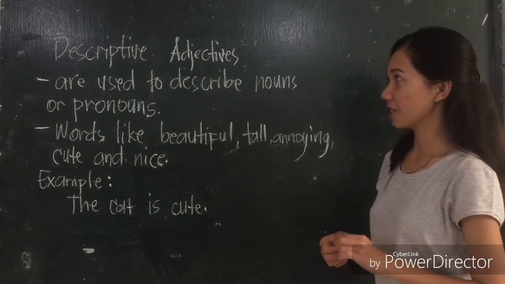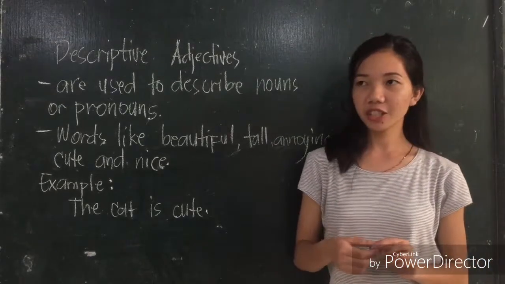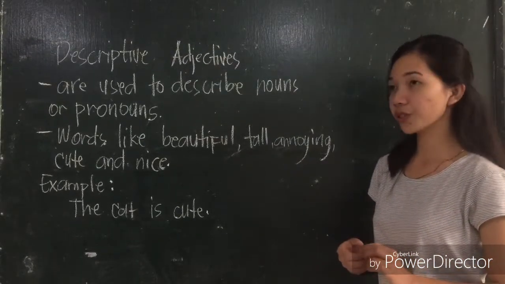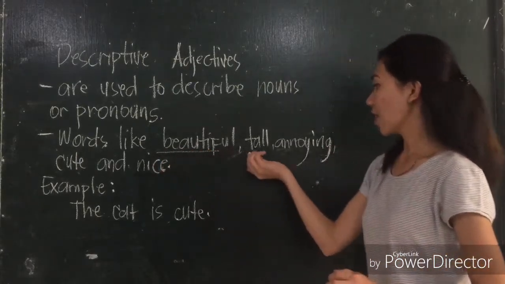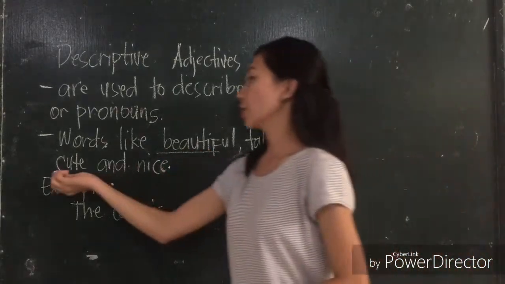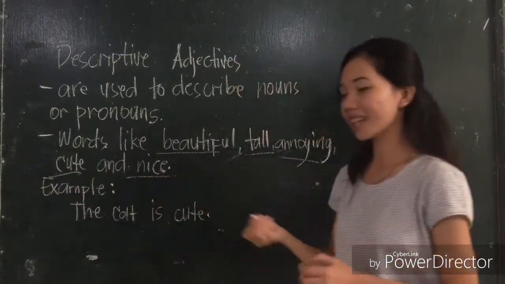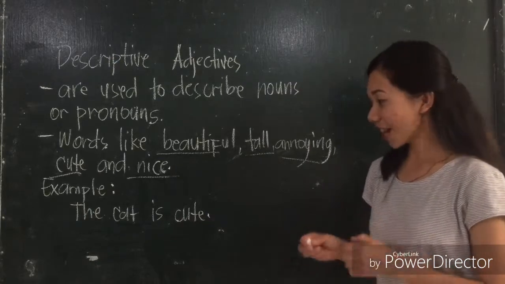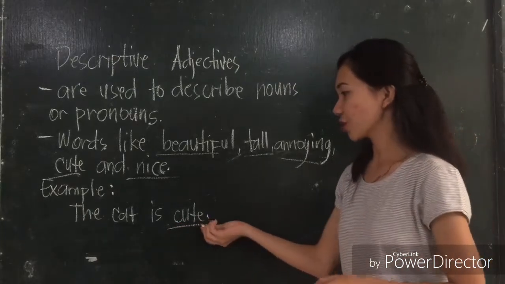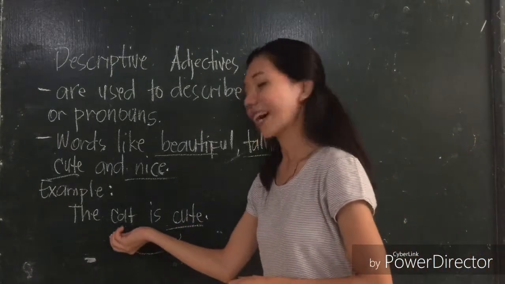Next is descriptive adjectives. Descriptive adjectives are used to describe nouns or pronouns. Words like beautiful, tall, annoying, cute, and nice. Example, the cat is cute. So the descriptive adjective here is cute, which describes the noun cat.